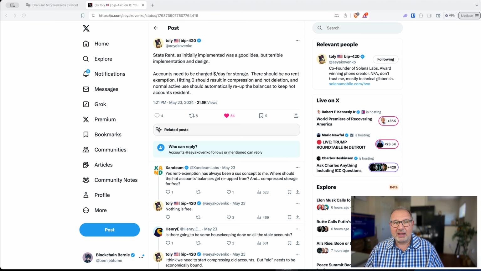All right, let's dive right into it here. This is a tweet from not too long ago from Anatoly Yakovenko, the founder of Solana. He says state rent, state rent. So what does that mean? When he says state, he means storage.